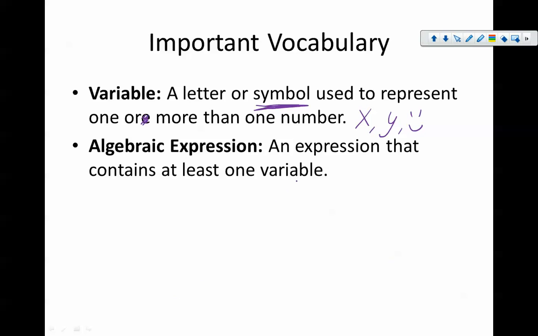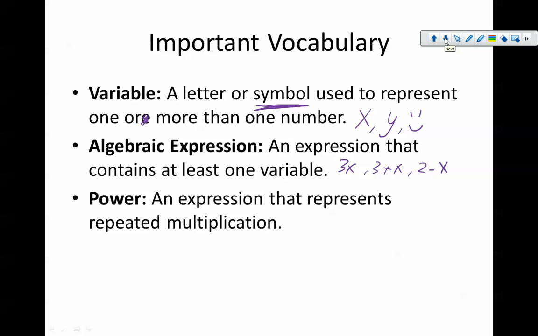We've also got an algebraic expression. This is an expression that contains at least one variable. So this is an expression, right? 3 times x. There's 3 plus x. There's 2 minus x. Any expression that has a variable in it is an algebraic expression. Notice that none of these contain equal signs. If it has an equal sign, it's an equation.